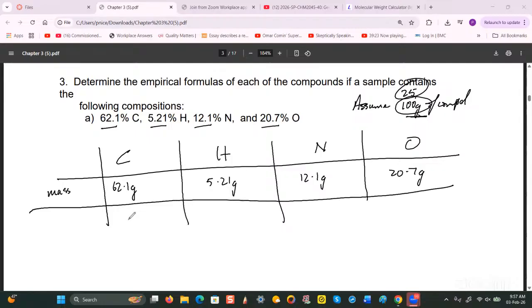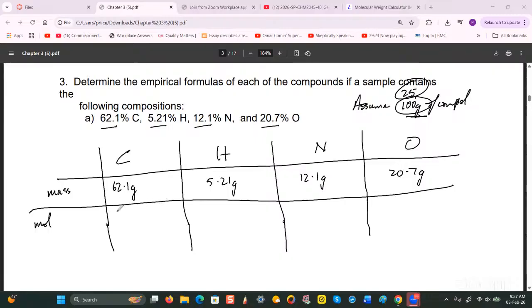The next row, we're going to convert each of these masses to their corresponding mole value. How do we do that? Well, this is something you should be familiar with. All you have to do is take each mass and divide it by its respective molar mass, right? And the molar masses, of course, we can get from the periodic table.